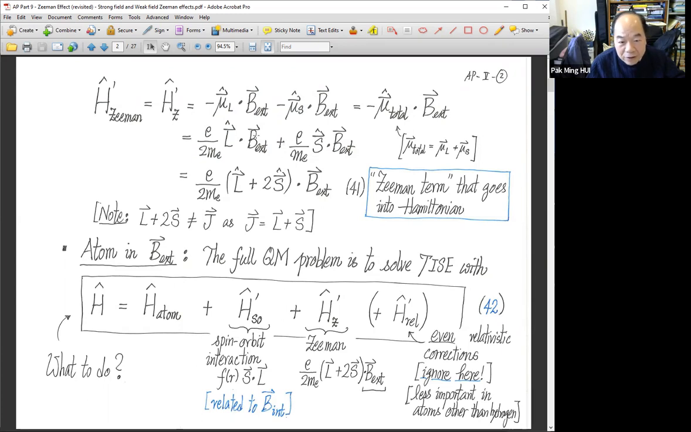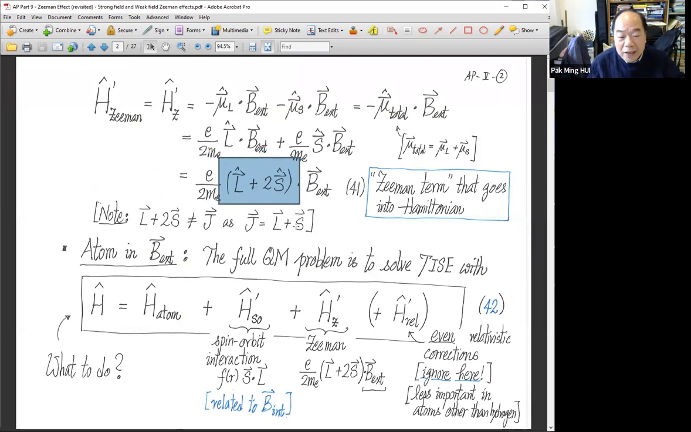Together, you factorize the external field, and you have L plus 2S. We emphasized last time, L plus 2S is not J. Instead, it is J plus S, because it's L plus S plus S, get me? So we mentioned that last time.